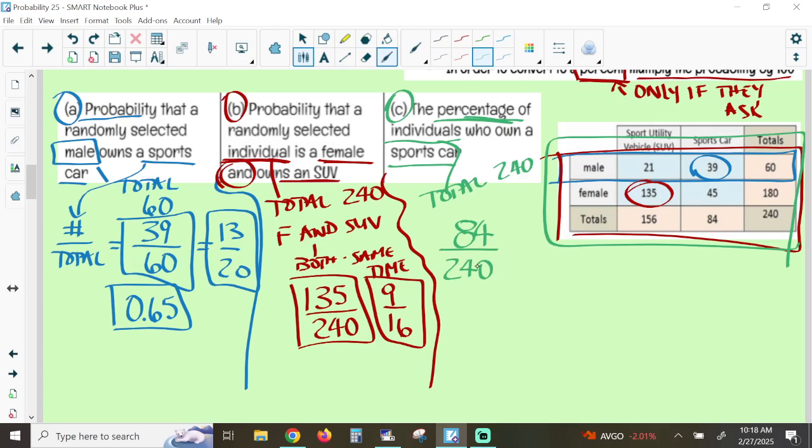Can I leave this one as a fraction? No, because it says percentage. So what do we have to do to change this to a percent? Top divided by bottom. Put it in there. What do we got? 0.35. Still not okay. Multiply by 100. What do we get? Always multiply by 100 because percents are out of 100.